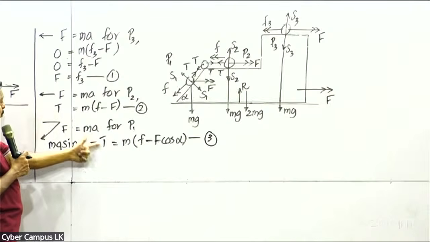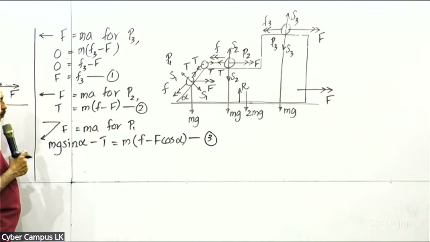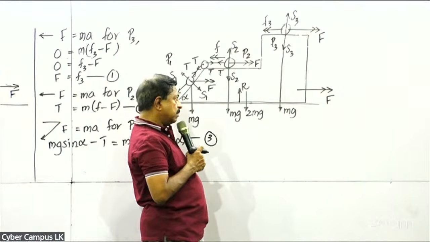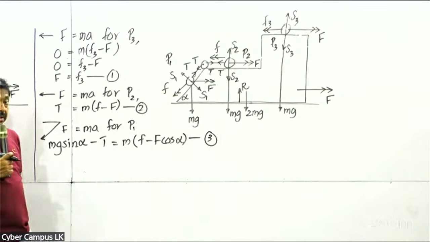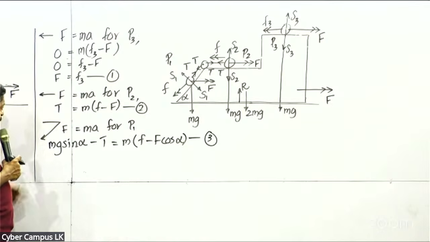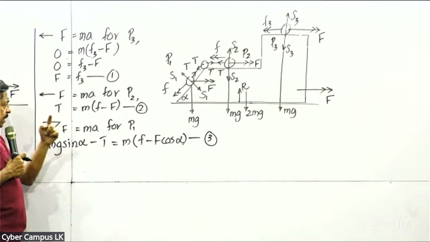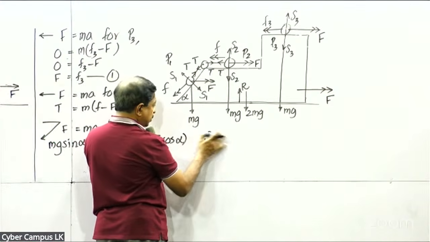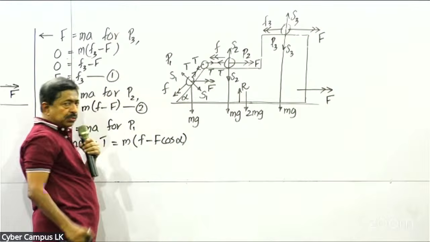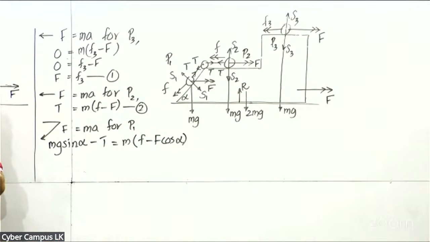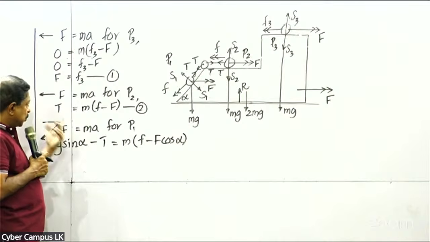Now, if you want, you can remove the tension straight away, because the tension will not appear in the equation for the wedge. Therefore, if you want, you can eliminate T at this point. Otherwise, if you have 4 equations, then you have to eliminate one after the other. It will take some time. Since this is the only tension you have, you can eliminate this.